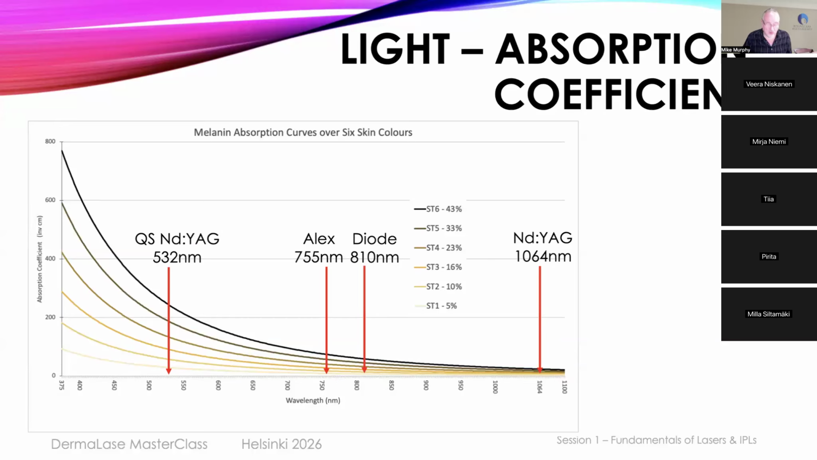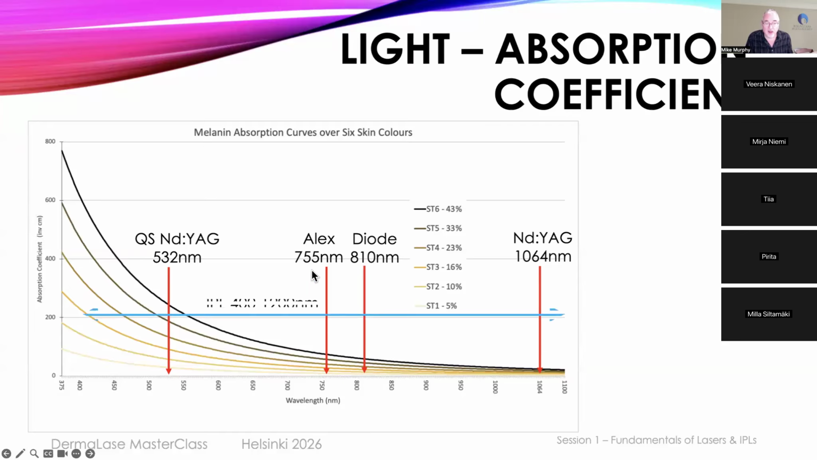All right. So if you're treating a lot of darker skin people, then the 1064 nanometer is the wavelength to choose. If you're treating lots of paler skin people, then the Alexandrite 755 or the 810 diode are perfectly good because you're still down here for pale skins, all down here, very nice. But if you are treating some darker skin, you've got to be very careful with both diode and Alexandrite.